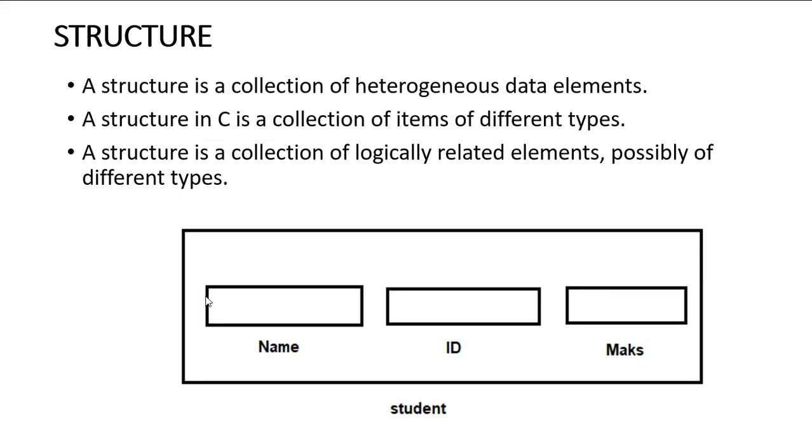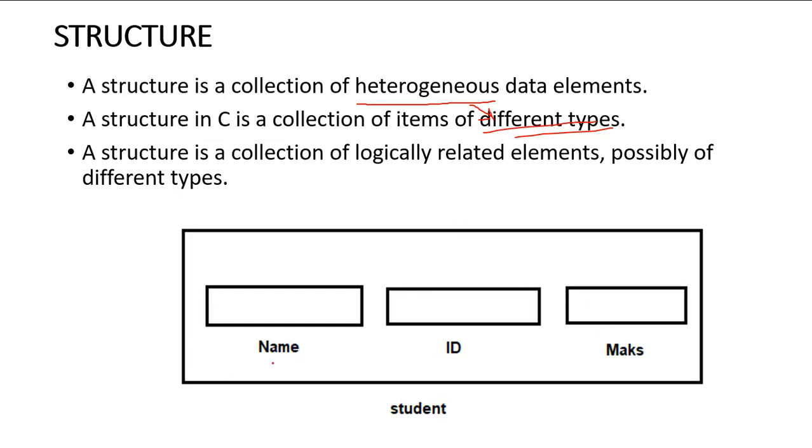So a structure, as I said, is a collection of heterogeneous data elements. Unlike your array, where an array is a collection of homogeneous data elements, a structure is a collection of heterogeneous data elements. Okay, so heterogeneous means what? Elements of different types. As you can see, I have written the meaning over here. Heterogeneous in the sense elements of different types.